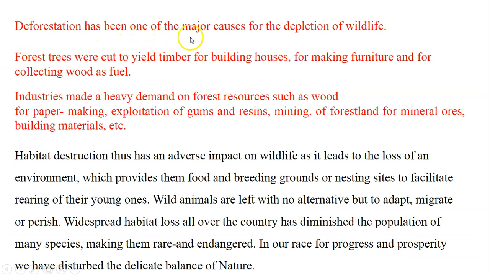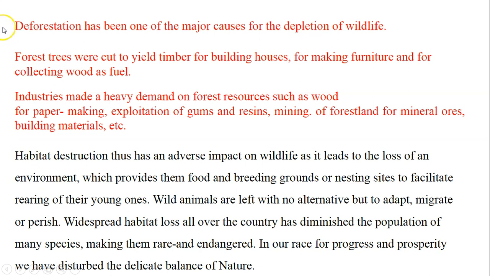Deforestation has been one of the major causes for the depletion of wildlife. Forest trees were cut to yield timber for building houses, for making furniture, and for collecting wood as fuel. Industries made a heavy demand on forest resources such as wood for paper making, exploitation of gums and resins, and mining of forest land for minerals, ores, building materials, etc.